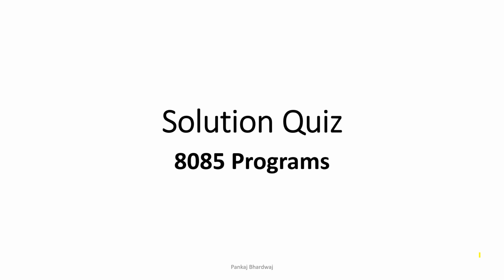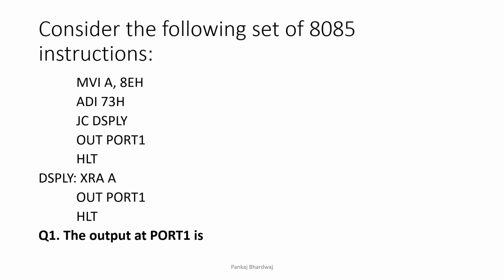Now coming to the solution of the quiz of 8085 programs, I have given you 5 different programs in the form of Google Forms. So let's discuss one by one. Program number 1 was: consider the following instructions, and based on these instructions you need to tell what the output at port 1 will be.